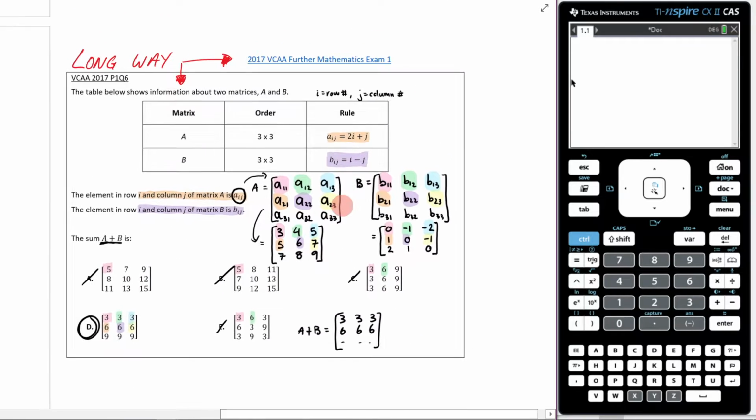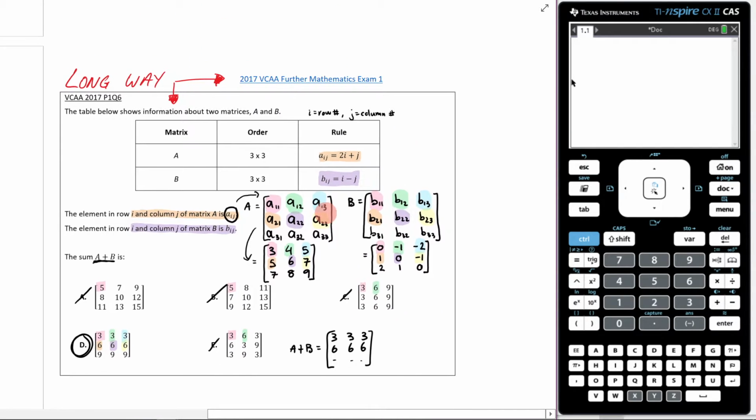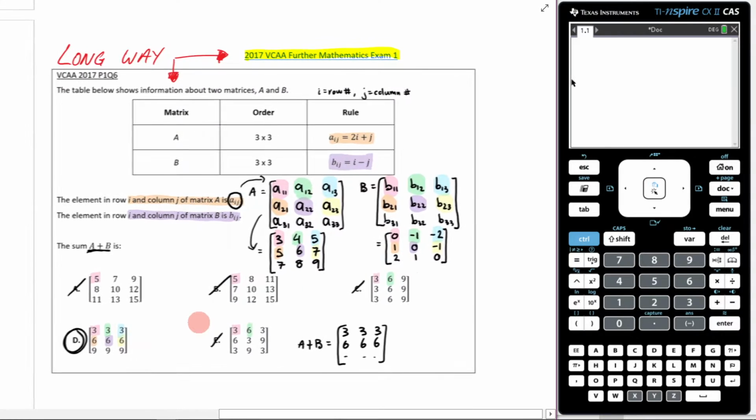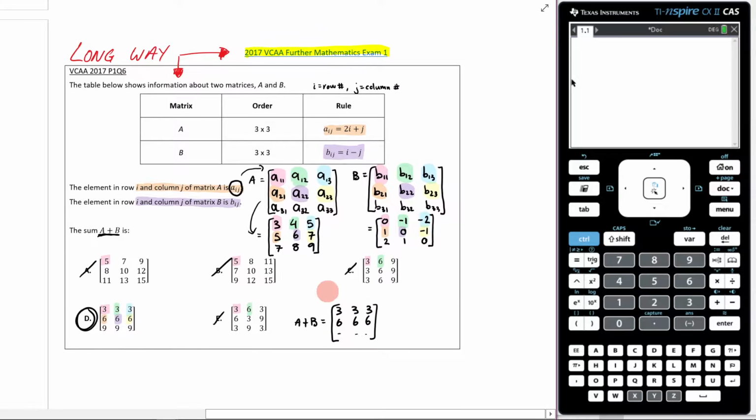If you make your way to the OneNote, I've provided a link here. If you click this link, it will go through this long way, and you can also look at the working here. So let's talk through this working.